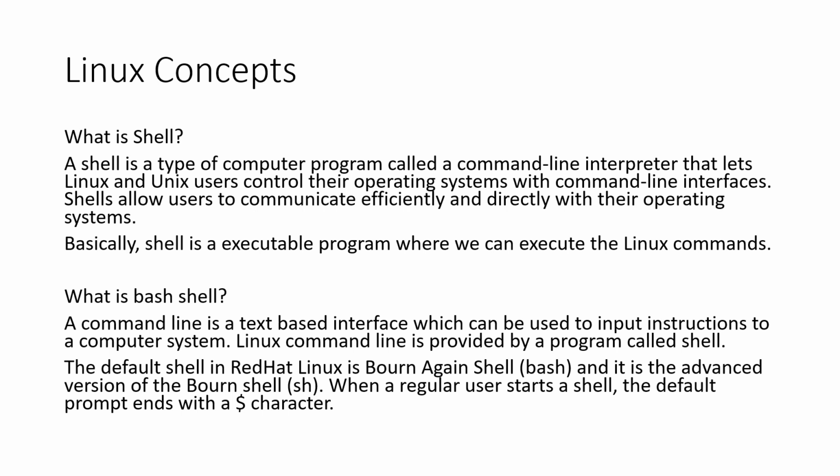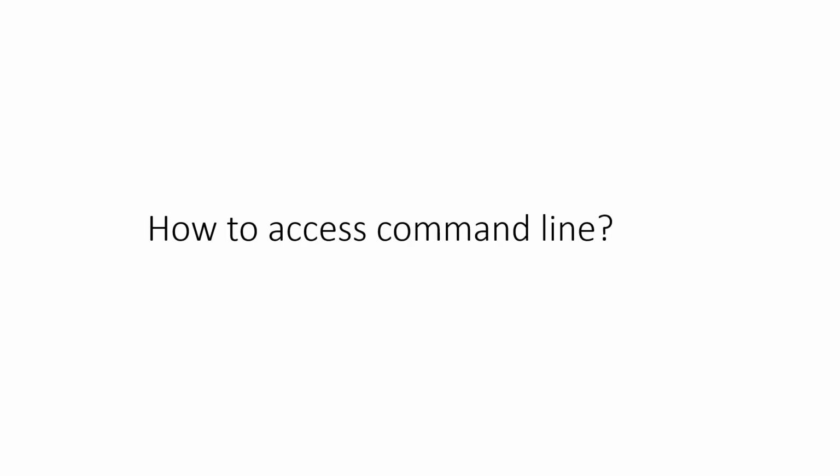A command line is a text-based interface which can be used to input instructions to a computer system. The Linux command line is provided by a program called shell. The default shell in Red Hat Linux is Bourne Again Shell, bash, the advanced version of the Bourne shell sh. When a regular user starts a shell, the default prompt ends with a dollar character. Let's go to the next slide: how to access the command line. I will explain this slide during the practical session.